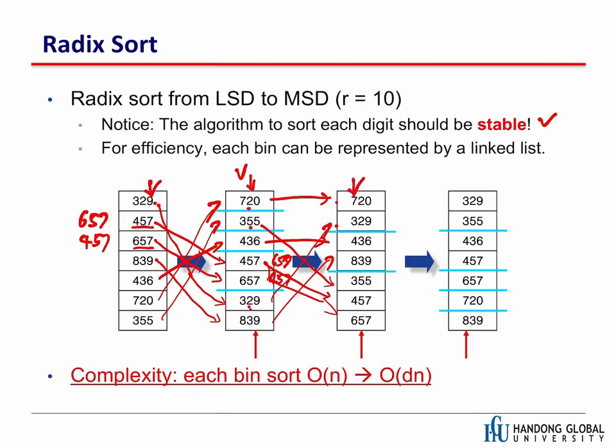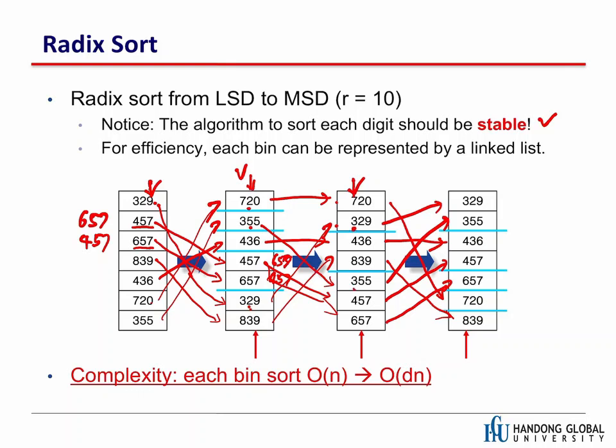And then in the last stage, we focus on the first digit. Okay, and then we have bin 7 and bin 3 and bin 4 and bin 8, bin 3 and 4 and 6. This is sorted, right? Because we didn't change the order.